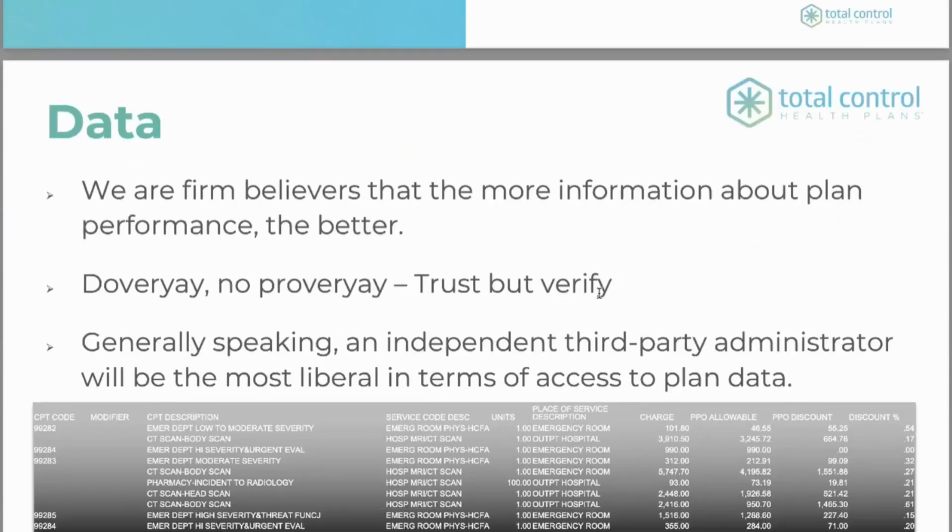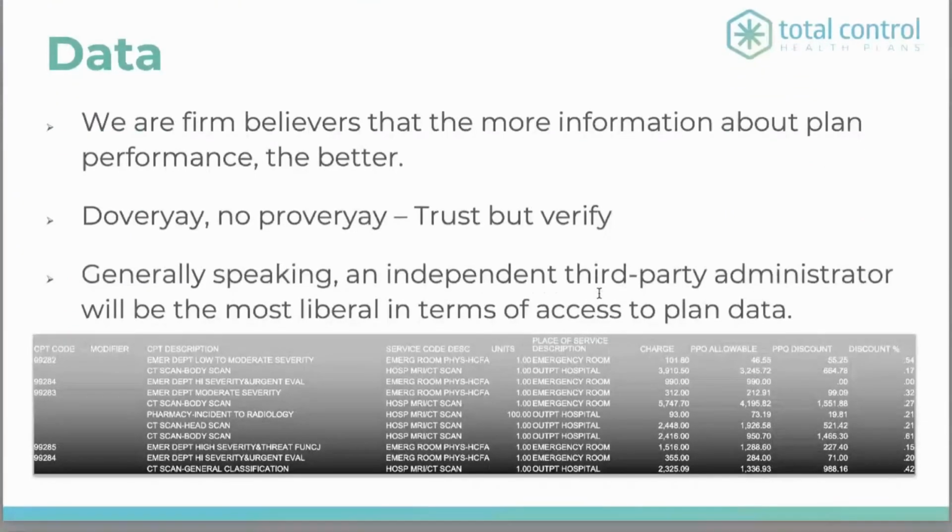Okay, so let's talk about data real quickly as well. We are big believers that the more information we can have about a plan, the better. I'm a political science geek. I'm a Ronald Reagan fan. And there was a point in time where he was standing in front of Mikhail Gorbachev back in the height of the Cold War, and he used this Russian proverb, proverye, which meant trust but verify, saying, hey, listen, we want to reduce the number of nuclear weapons we're using and you do the same, but we're not going to just trust you. We want to come over and see, and we're going to invite the opportunity for you to do the same.